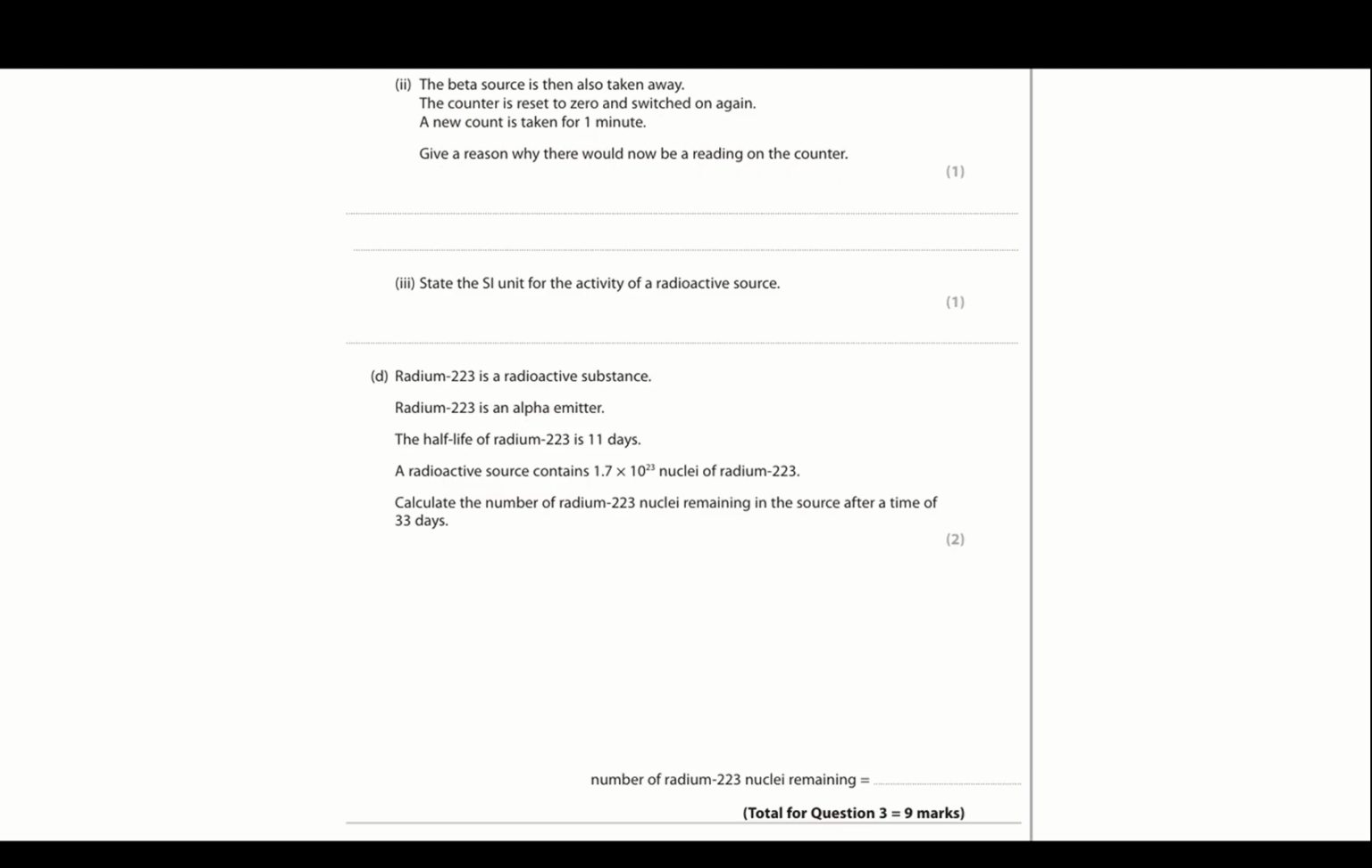The next one, the beta source is then taken away and the count is set to 0. Why would there still be a reading on the counter? Well, we know we've got background radiation around us all the time from the rocks and air. So background radiation is in the environment all the time. State the SI unit for activity. That's a becquerel, capital B, little q.